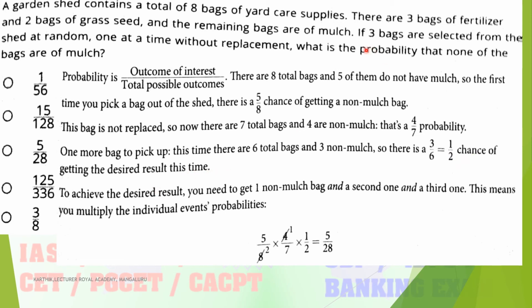So the desired result is nothing but a non-mulch bag. Find the combination. Just multiply 5 by 8 into 4 by 7 into 1 by 2. You will get 5 by 28. This is the probability that none of the bags are mulch bags. Which one is the correct answer? Option C is the correct answer. I hope all of you understood. So first probability is 5 by 8, then 4 by 7, then 1 by 2. So finally you will get 5 by 28.